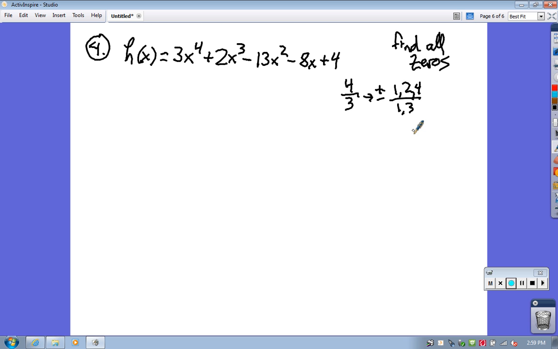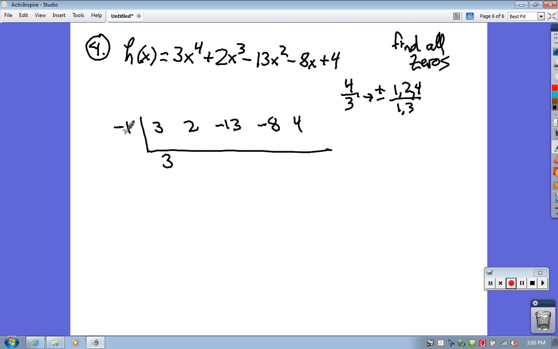So I think -1 might be. So I'm going to try -1. So -1 might be a 0. If it is, that means I won't have any remainder. 3x to the 4th, 2x cubed, -13x squared, -8x, and a 4. So let's see what happens.